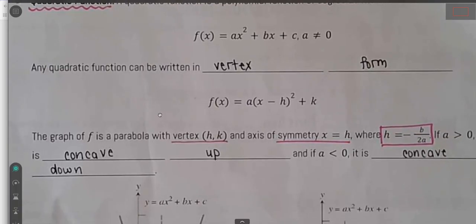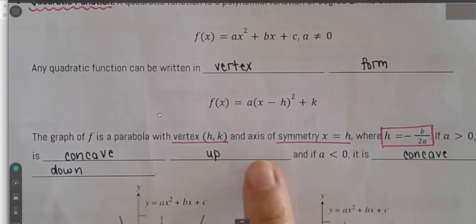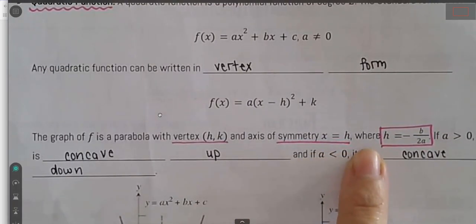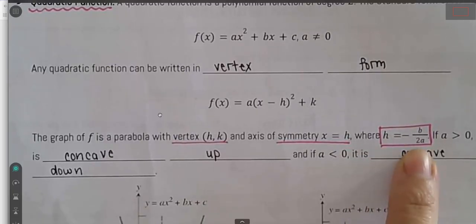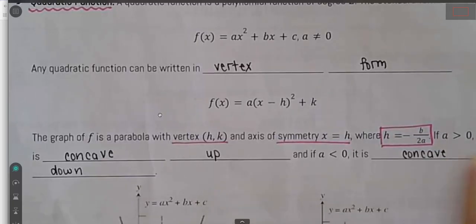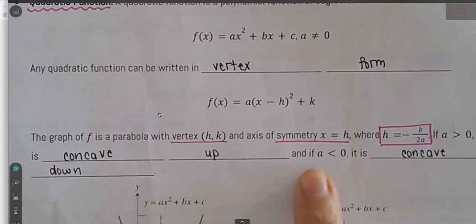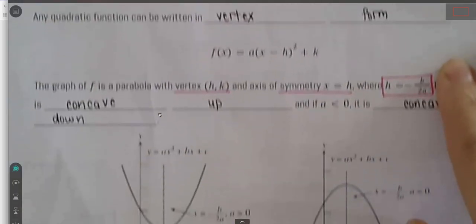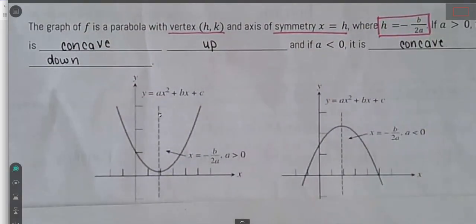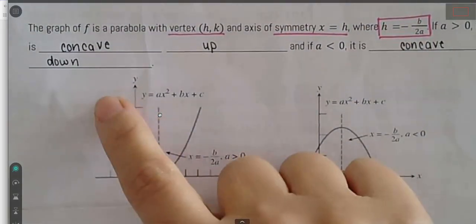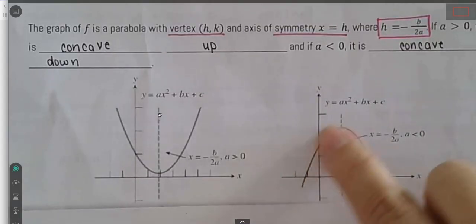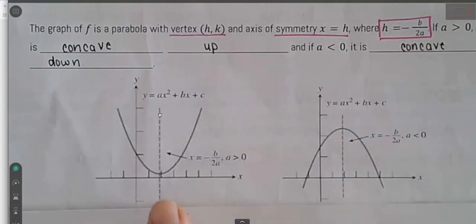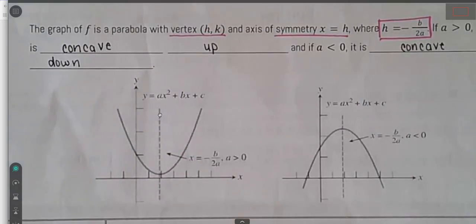The graph of f is a parabola with vertex (h, k) and axis of symmetry x equals h, where h equals negative b over 2a. If a is positive, the parabola is concave up. If a is negative, it is concave down. And here is what it would look like. So this would be a concave up parabola, this would be a concave down parabola, and the axis of symmetry would be x equals negative b over 2a.